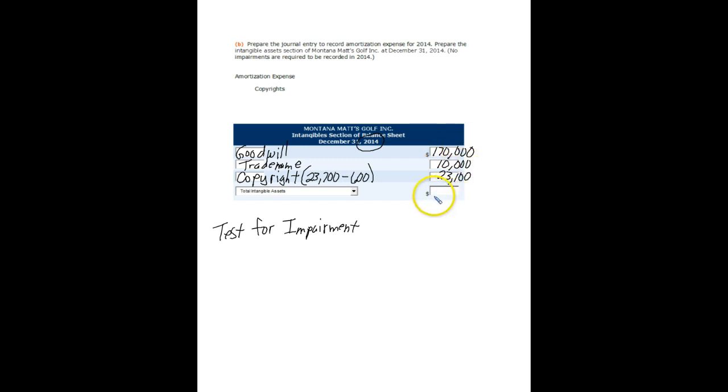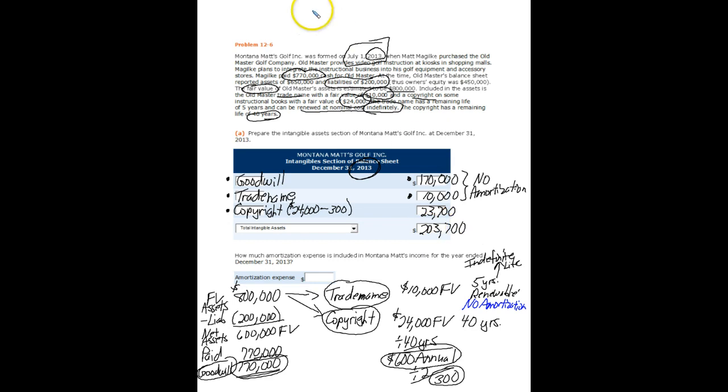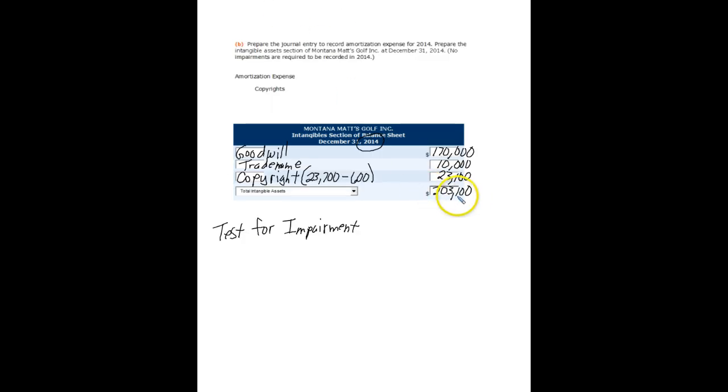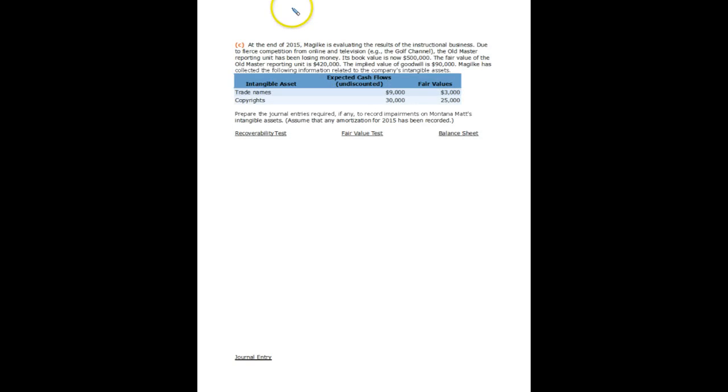So let's add up our intangibles, and we get $203,100. So we went from 203,700 to 203,100. Okay, that's 2014. Let's go forward another year. So now we're going to be at 2015. And this problem really just asks us to solve for impairment.